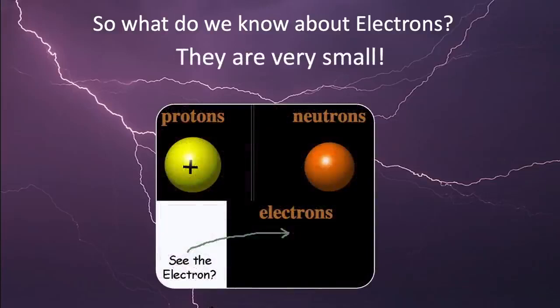So what do we know about electrons? We know that they're very small. You see the electron is at the end of that arrow. You see where the arrow goes? That's how big the little electron is. Okay, turn the lights down a little bit.